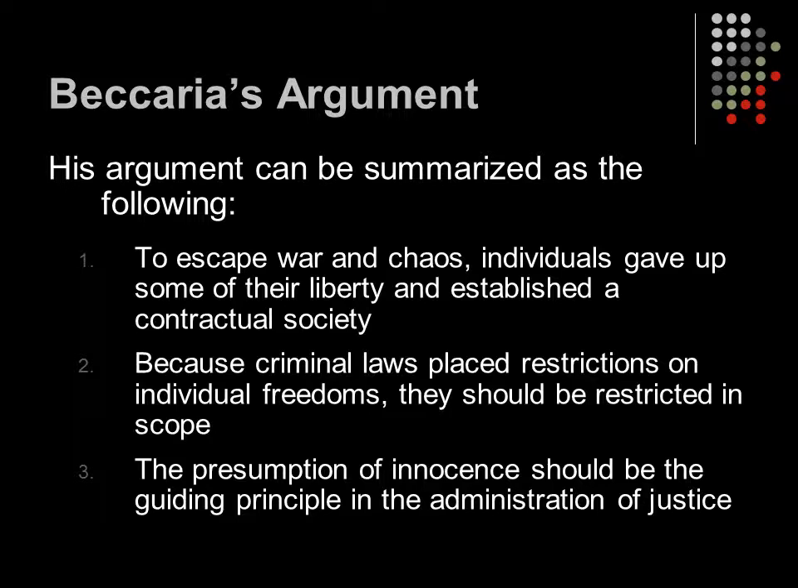His arguments are summarized in this list of tenets that we're going to go through in the next few slides. We'll go through them a little bit quickly here, but make sure you read them in the book and understand them because they are very important.